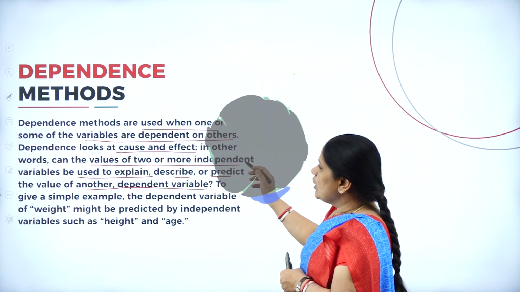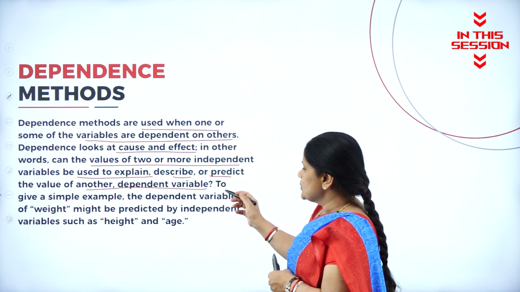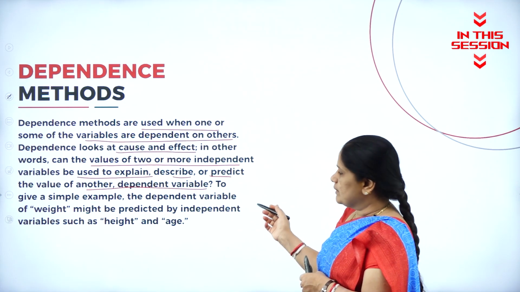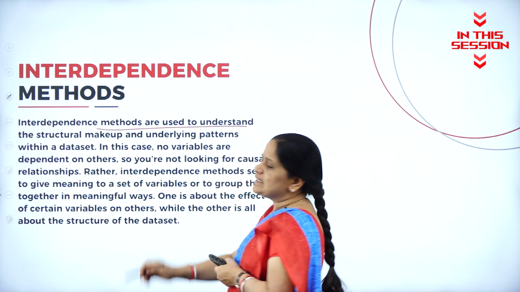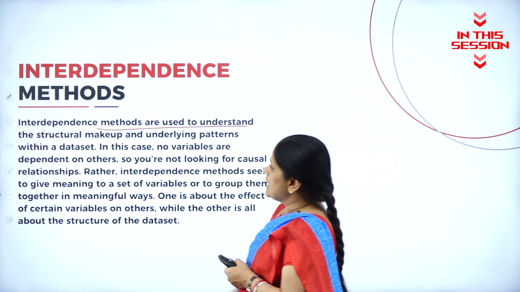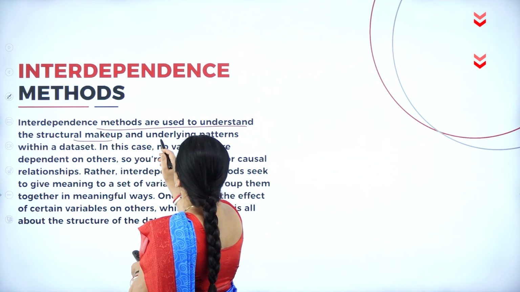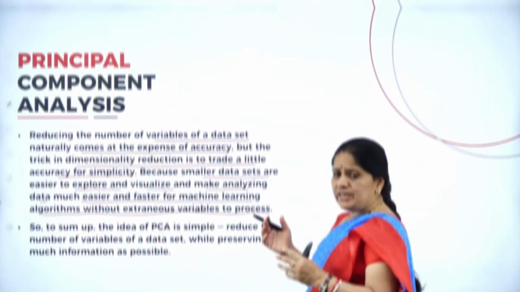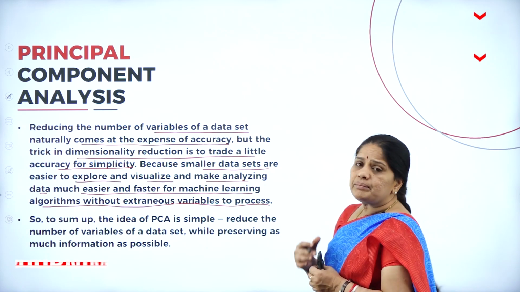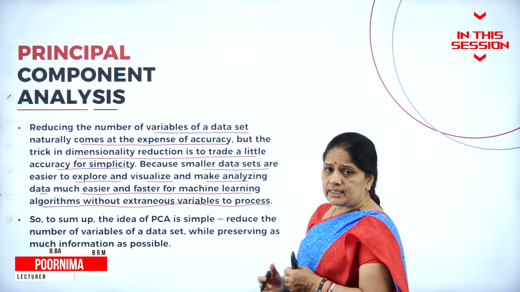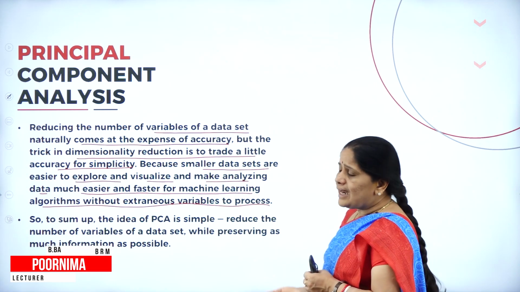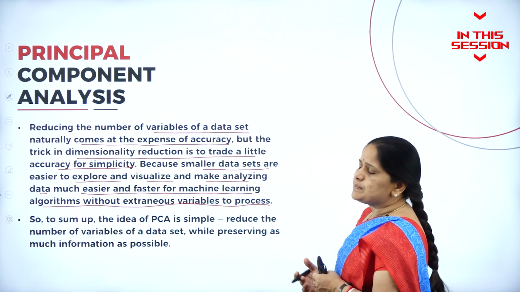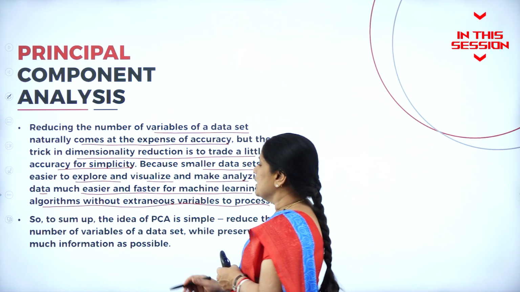The values of two or more independent variables we use to explain, describe or predict the value of another dependent variable. So in this interdependence method, they are used to understand the structural makeup and underlying patterns within a data set. When we have smaller data, it will be easier for us to explore the data, visualize the data, and it will make analysis easier and faster, especially for machine learning.